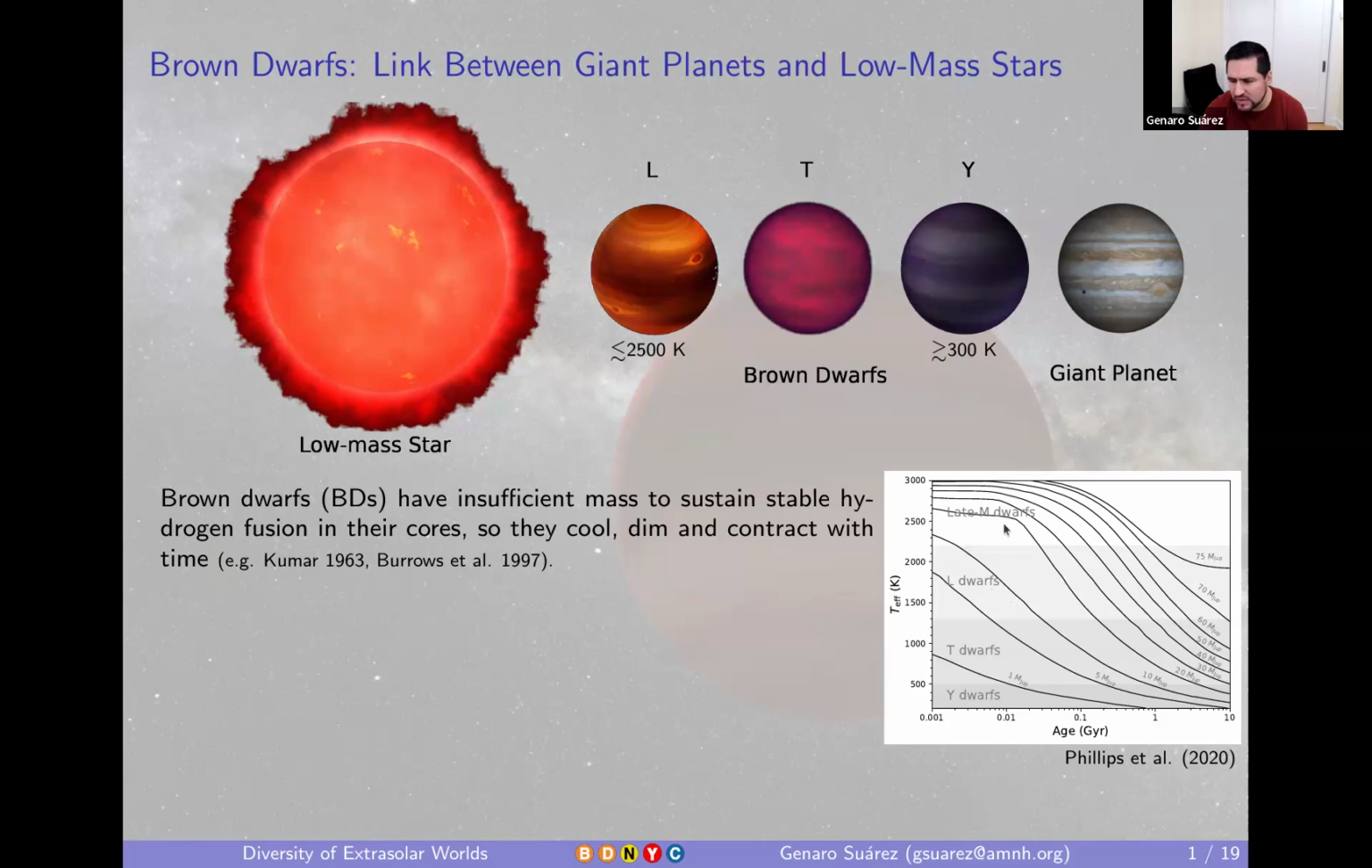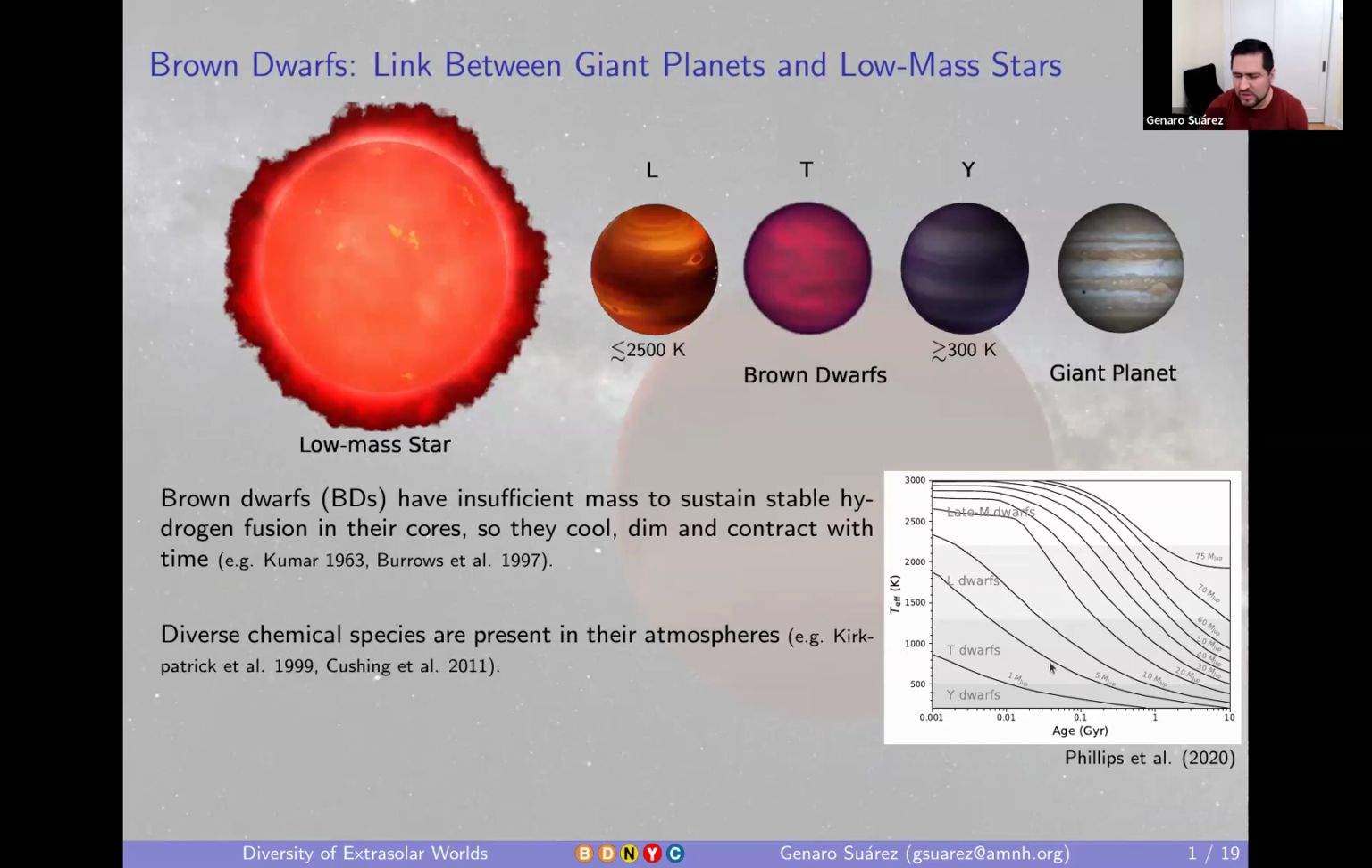So as a consequence of this evolution, there is a degeneracy between their fundamental parameters. For example, young warm brown dwarfs have a mass of a few Jupiter masses, and similarly warm but older brown dwarfs have a mass of several tens of Jupiter masses.